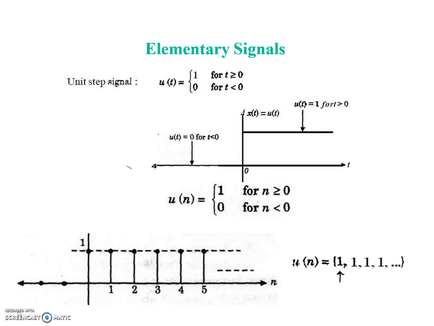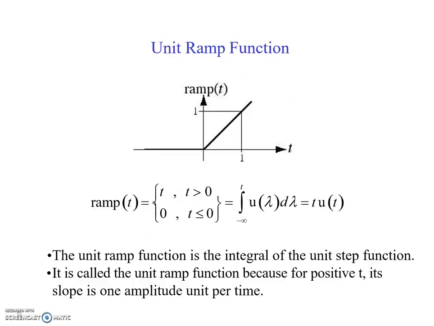Next, the same unit step signal in discrete time. We denote it with u of n, and its value is 1 for all non-negative values of n: for 0, 1, 2, 3, up to infinity, its value is 1. For negative values, u of n is 0. That is the unit step signal in both continuous time and discrete time.